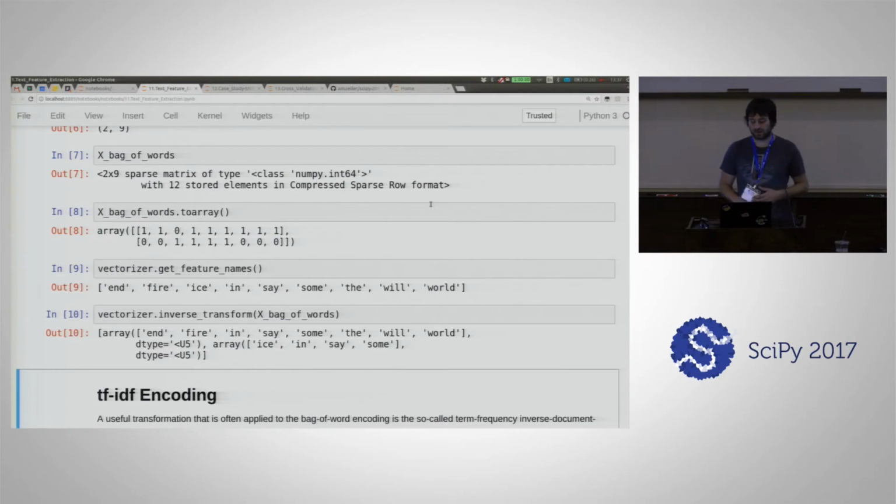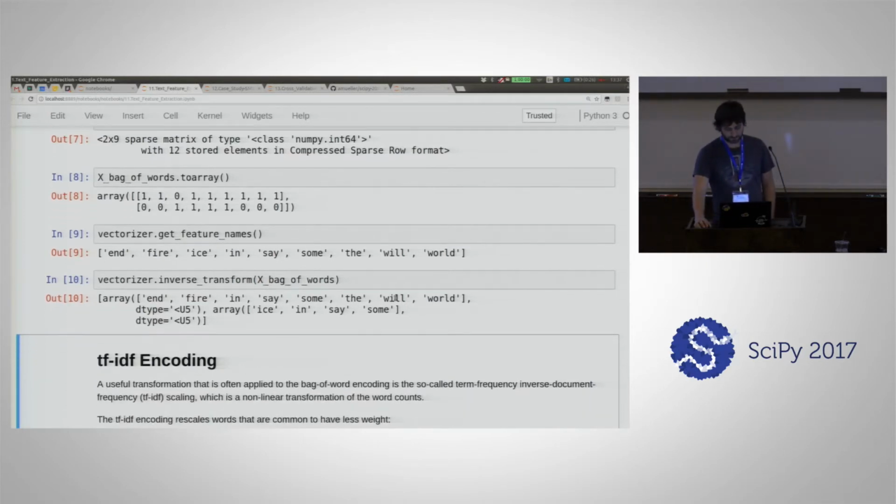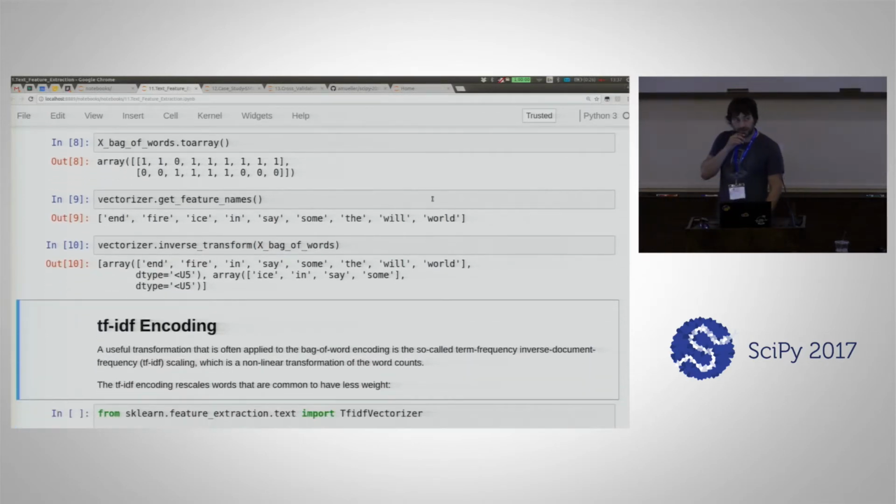There's a method called inverse transform, which tries to go from the output back to the input. Here in this case, you only recover which words are present because the order is not preserved. So if you want to interpret the bag-of-words representation of X, you can only see that the second row had "eyes", "in", "say", and "some", but you don't know the order.